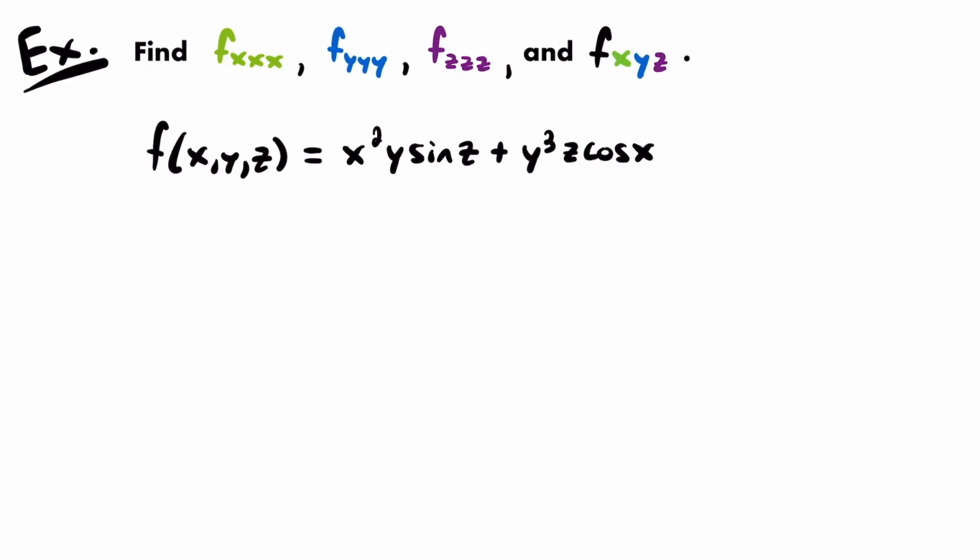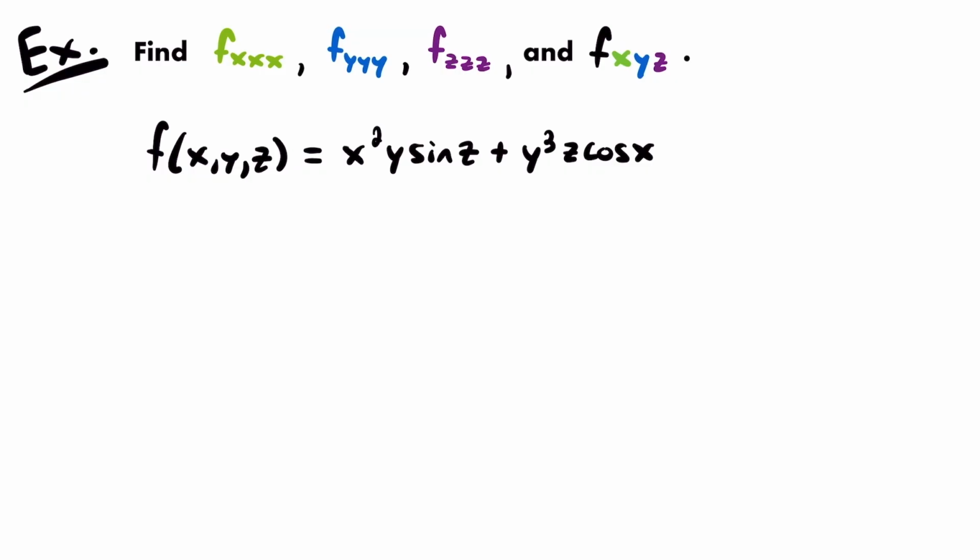For our last example, we want to find f sub xxx, f sub yyy, f sub zzz, and f sub xyz for this multivariable function, which is a multivariable function of 3 independent variables. We are given f of x, y, z is equal to x squared times y times sine z plus y cubed times z times cosine x. All right, so this time around, we're not just finding second partial derivatives, we are actually finding third partial derivatives. Not all of them, there would be way more than what is listed here. We just want to find these 4 in particular.